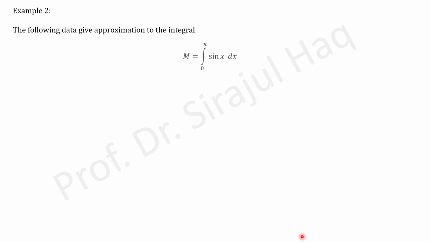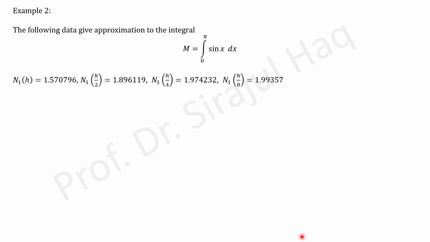Now let us consider another example. The following data give approximations to the integral from 0 to pi of sine of x dx. Which formula has been used? We don't know, but these are the values given to us. N1 of h, N1 of h divided by 2, N1 of h divided by 4, and N1 of h divided by 8 are given to you.